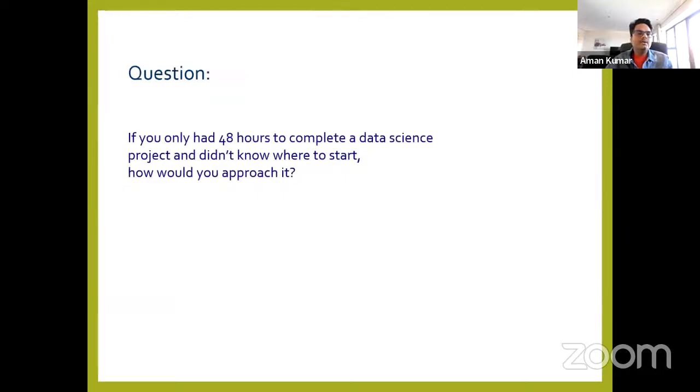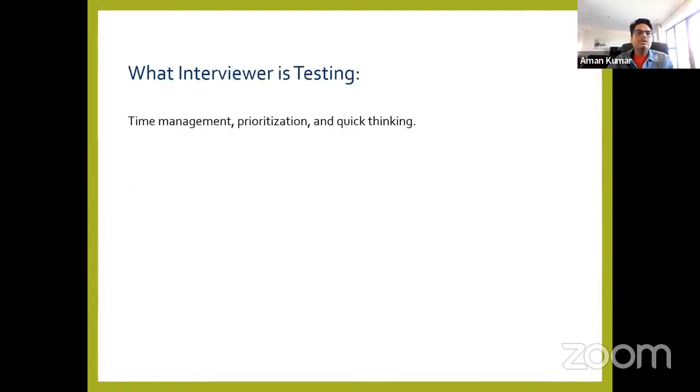Next is, if you had only 48 hours to complete a data science project and didn't know where to start, how do you approach it? This can come to you as a bomb if you are not prepared for it. So what the interviewer is trying to understand here is your ability to manage a project, your ability to plan a project basically. Okay. So time management, prioritization, and quick thinking is what he's trying to test here.